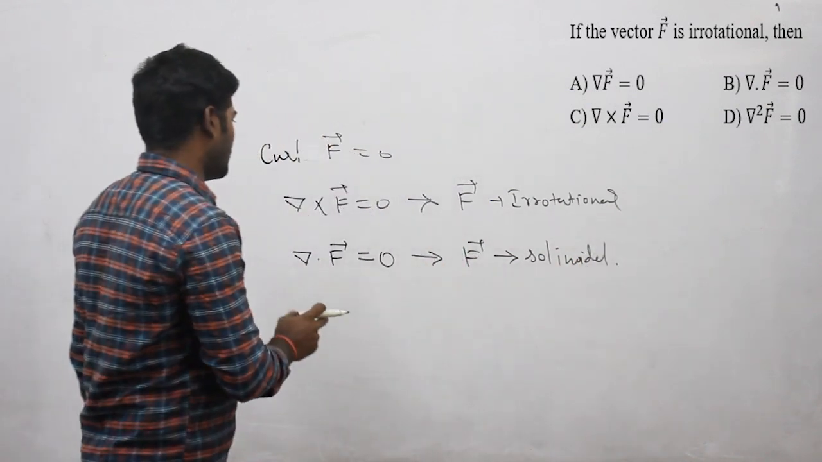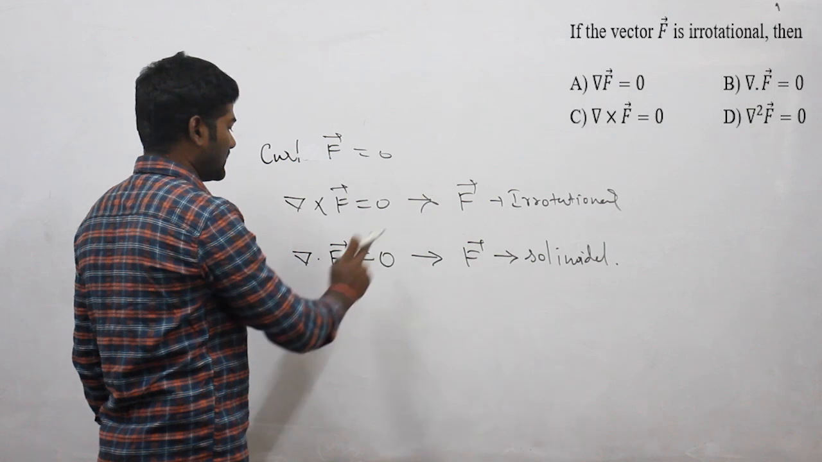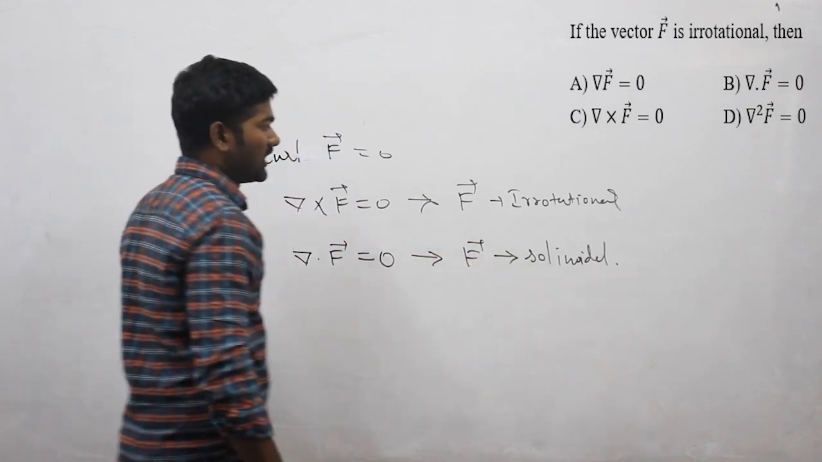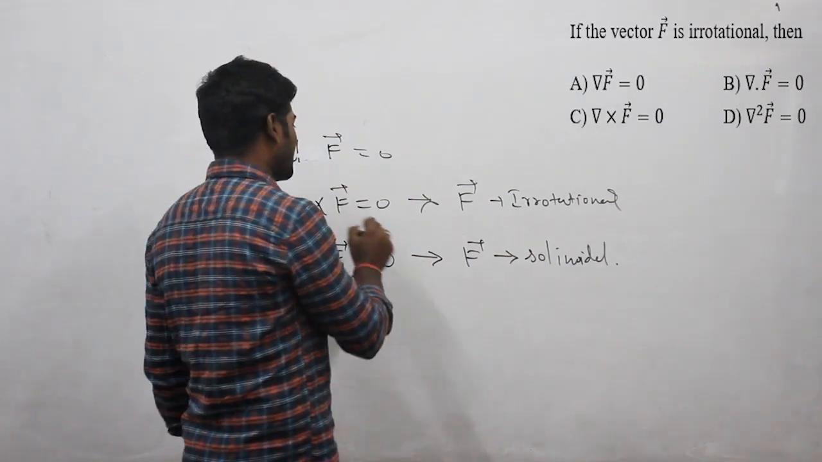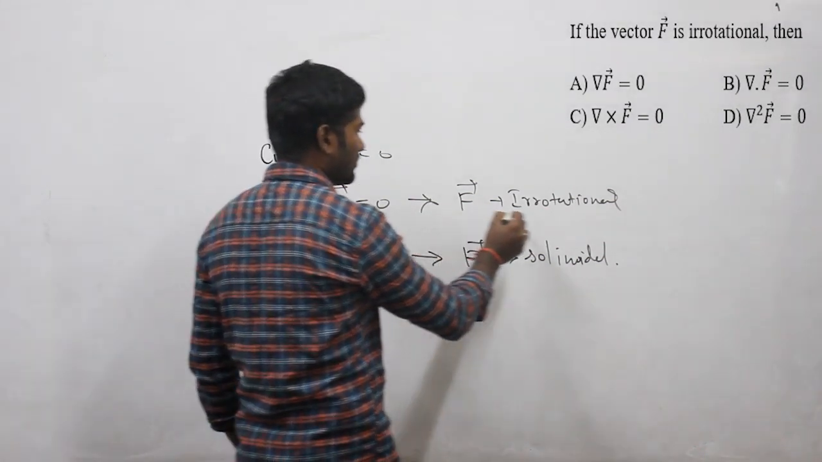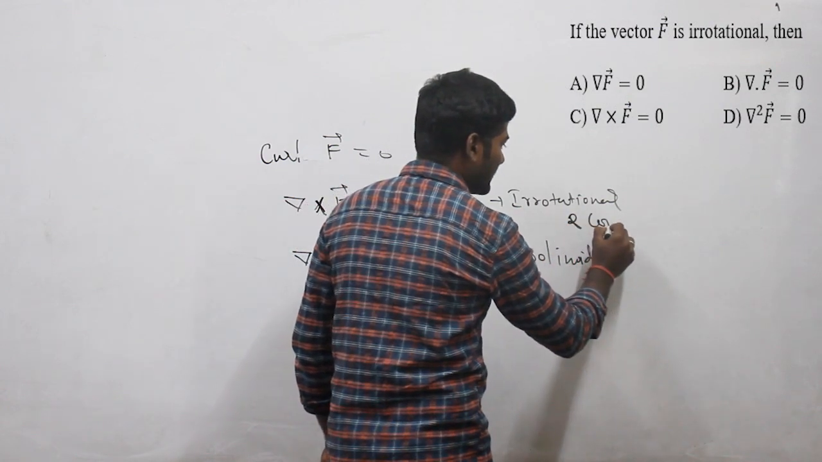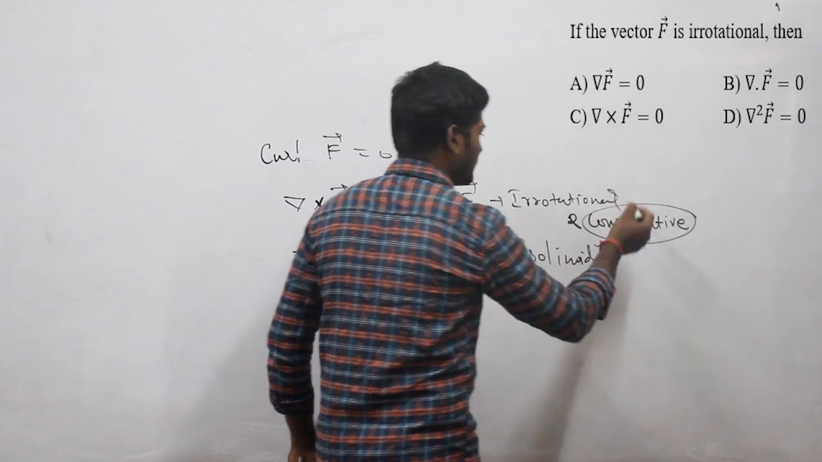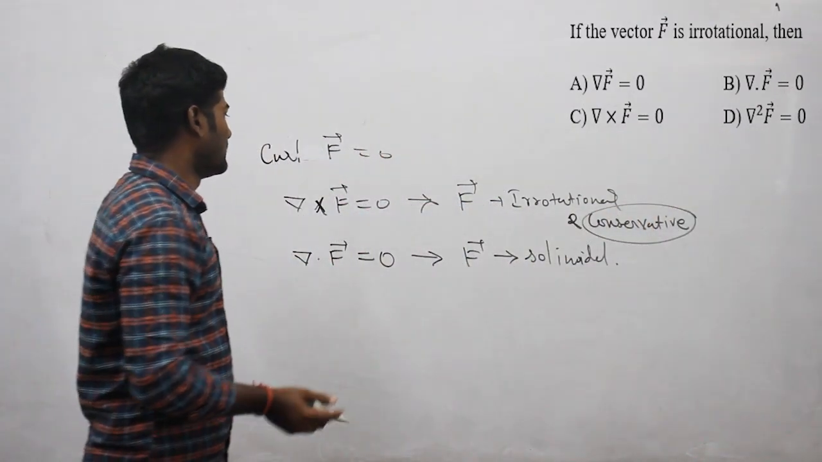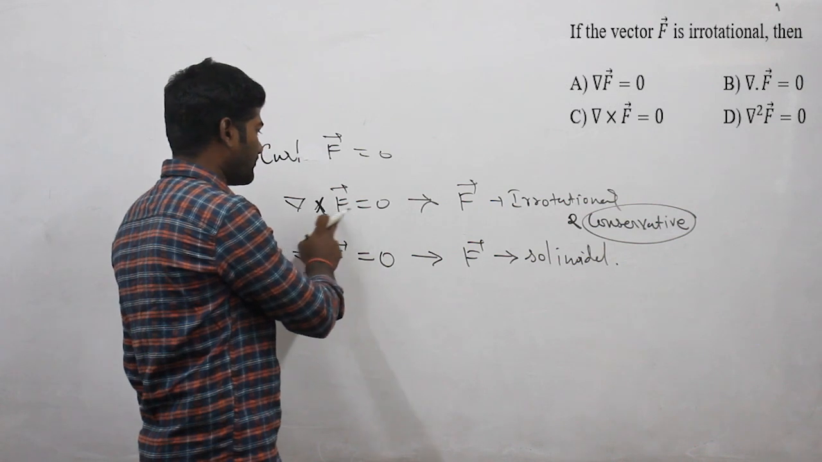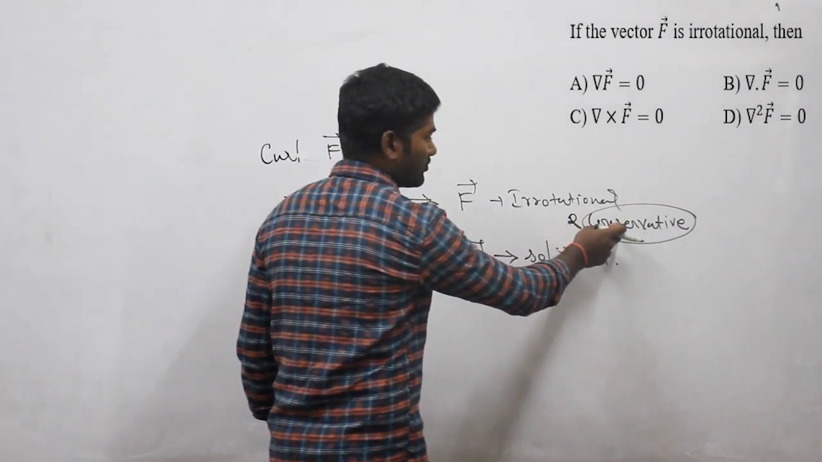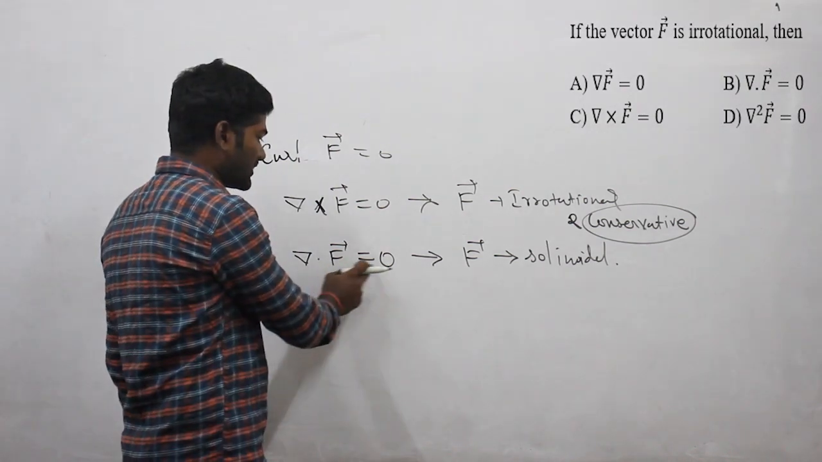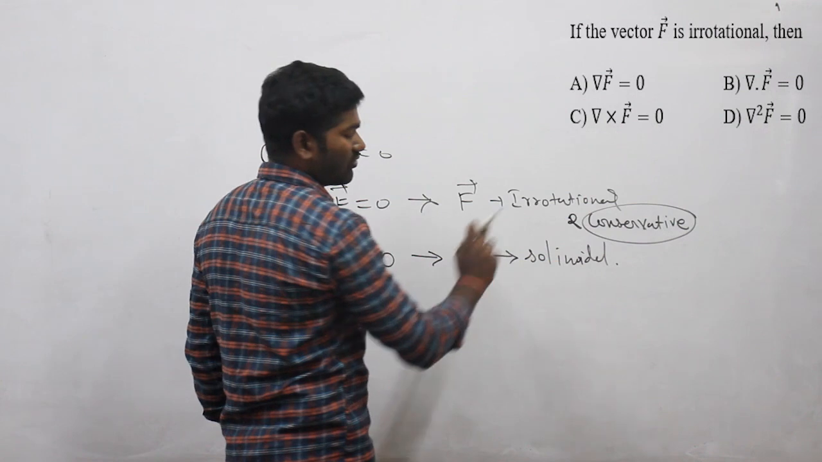So when curl is 0, it is the irrotational vector, and when divergence of f vector equal to 0, then f vector is known as solenoidal vector. And also sometimes they will say if curl of f vector equal to 0 means irrotational and also it is called a conservative vector, right? One of the GATE problems has mentioned it like this. So curl of f vector equal to 0 means that vector is also known as conservative vector and irrotational vector. Divergence of f vector equal to 0 means that is known as solenoidal vector.